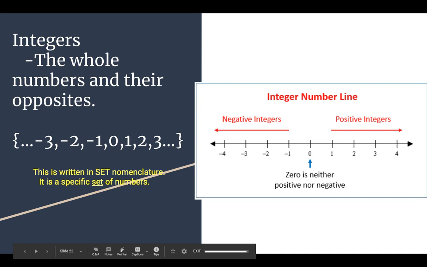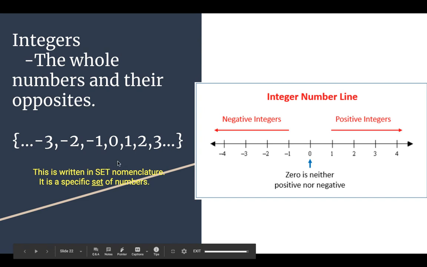However, there are such things as negative and positive fractions and decimals. So you'll want to be aware of that later. I've written this out here. The ... means etc. You know that. It means it goes on forever in that direction. Same here. -3, -2, -1, 0, 1, 2, 3 goes on forever. These symbols are used in what is called set nomenclature.